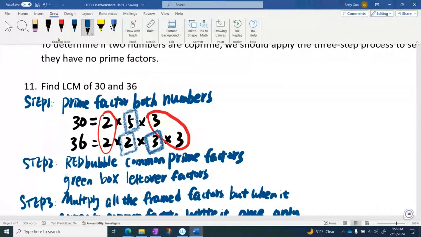And for the LCM, all you need to do is copy all the framed factors. But when it comes to common factors, you only copy one time. We have 2 2's in this red bubble, right? You only do it one time. You have 2 3's in the red bubble, you only copy one time. And then you have 1 5 here, 1 2 here, and 1 3 here. Yeah, you multiply them all together.